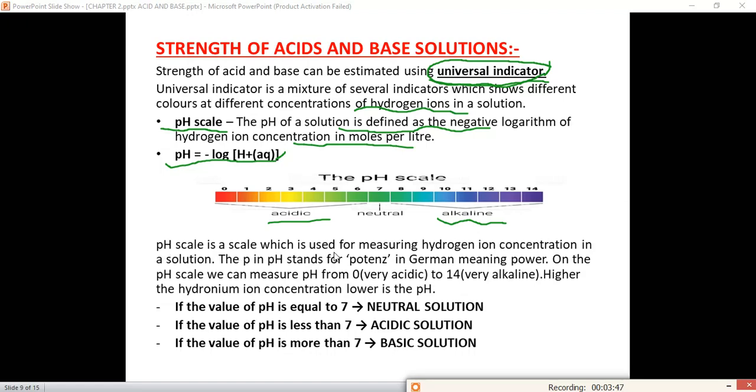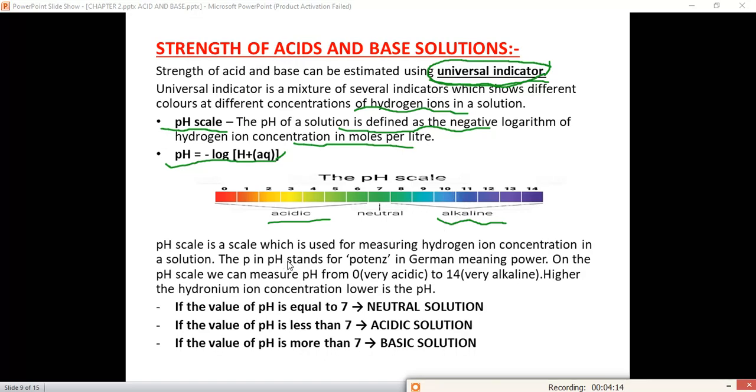Now we'll see about the pH scale. The pH scale is used for measuring the hydrogen ion concentration in a solution. If the pH of a solution is less than 7, it means the hydrogen ion concentration is more, and the solution is acidic. And if the pH of the solution is more than 7, then what will happen? The hydrogen ion concentration is less, and the solution is alkaline in nature.